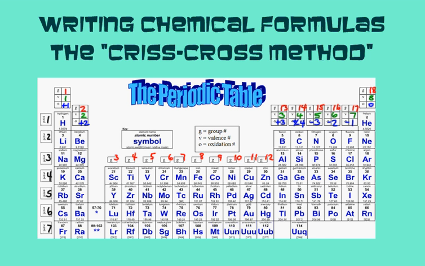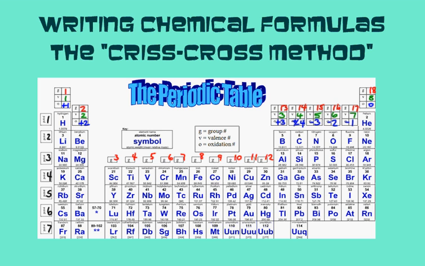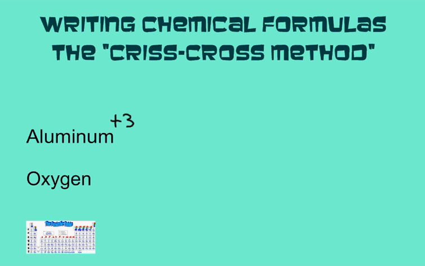If we look at the periodic table, we can see that aluminum, number 13, is going to have a charge of +3. So we're just going to write here that aluminum has a charge of +3. We're going to go back and look at oxygen. Oxygen is atomic number 8, and it has a charge of -2. So we know the oxidation charges.